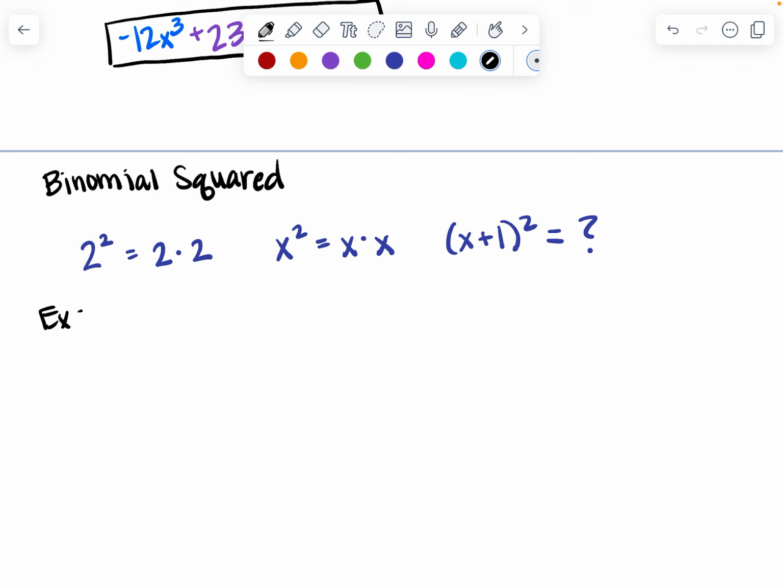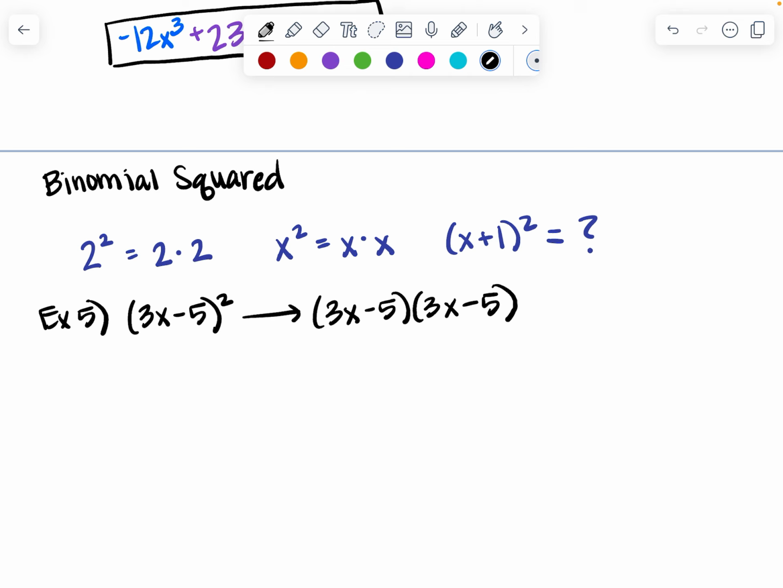So here's our last example of the day. If I have 3x minus 5 squared, that is simply a binomial multiplied by a binomial. So you can rewrite it as 3x minus 5 times 3x minus 5. And then you can use any method you choose. Like I said, my method of choice is usually the box method. You do it how you want to do it.